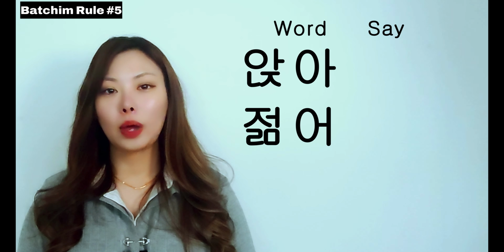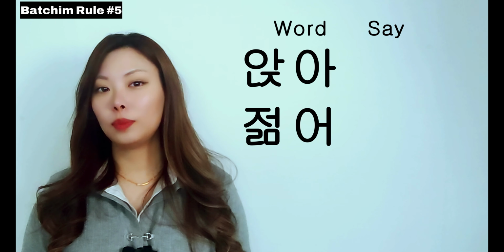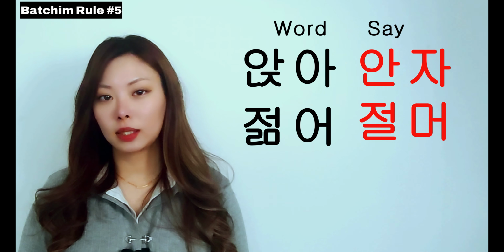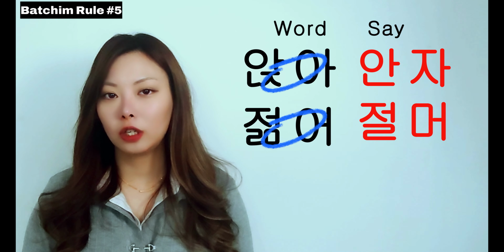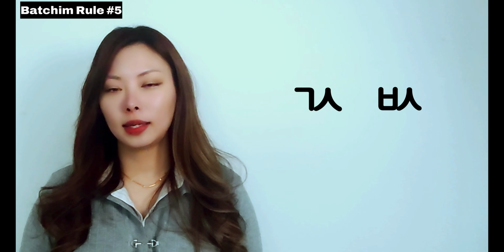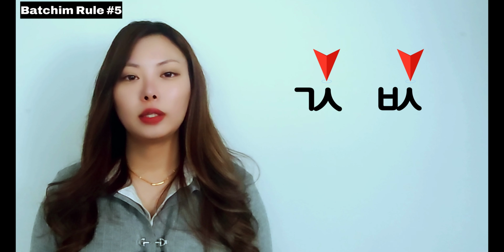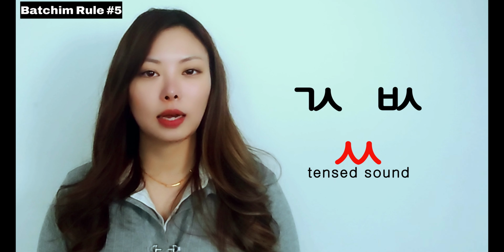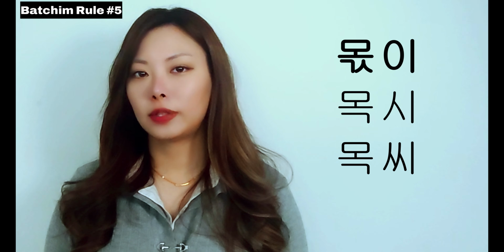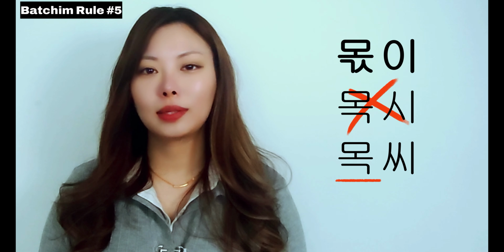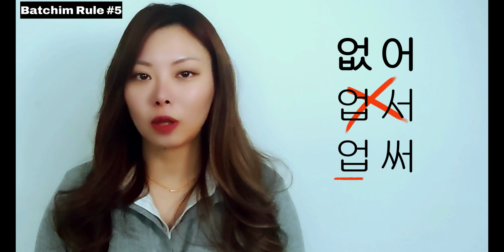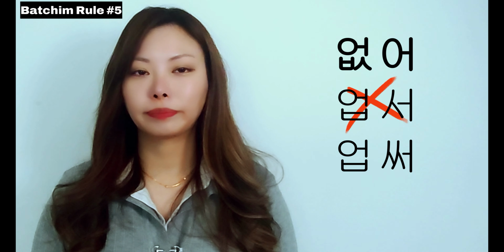And for the last rule of this lesson, remember we learned that when a double batchim word is followed by a vowel, like 앉아 or 젊어, we produce the second batchim consonant sound in the vowel position. But for these double batchims, where the second consonant is a hieut, the hieut sound becomes more tense and we produce a 쌍시옷 sound in the vowel position. So instead of saying 없어, we say 없어.